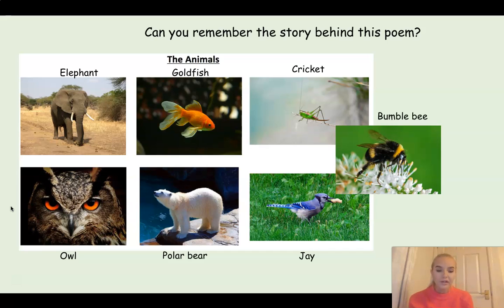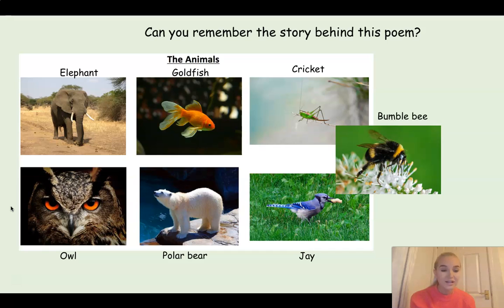Okay, so hopefully you've had a good think about that and you've remembered what the poem was about, the story behind it. But if you can't remember, that's okay, because I'm going to quickly go through it now. So, it all started when the world began, and each of the animals could choose what colours they wanted to be. The elephant had chosen to be grey, the goldfish orange, the cricket green, the jay blue, the polar bear white, and the owl brown. However, the bumblebee could not decide.